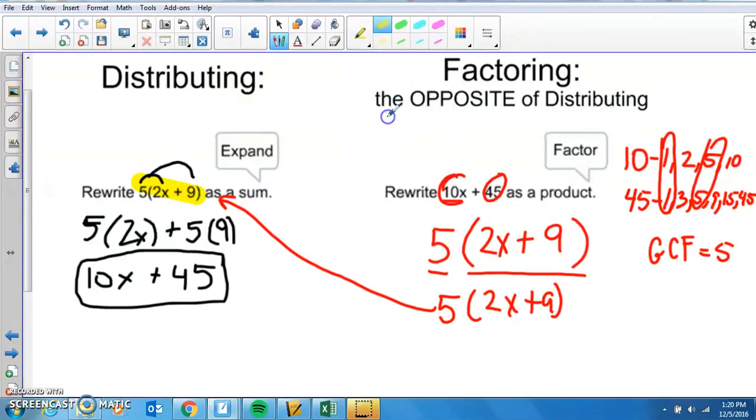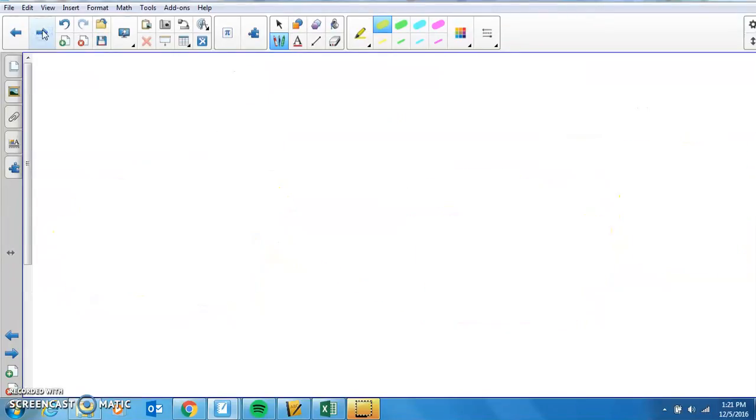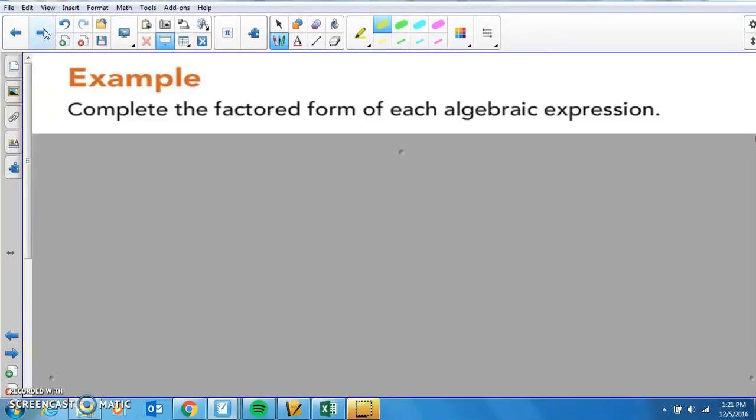So, if you will, you'll copy this information down. So this is where we started yesterday. This is where we are going to today. All right, let's go through this example.